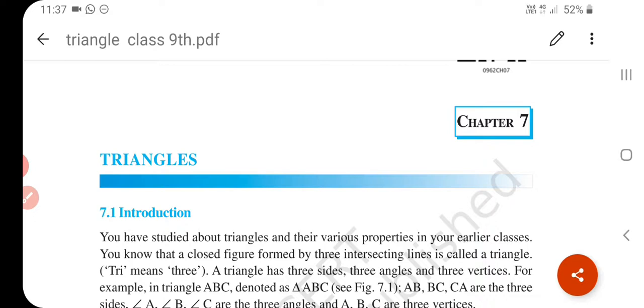Now yesterday we talked about congruence of triangles. What do you mean by congruence? In our daily life we see many objects around us which have the same shape and size. Objects that have exactly the same shape and the same size are called congruent to each other. In your daily life you can see a mobile phone.